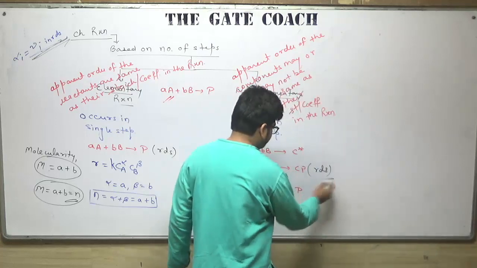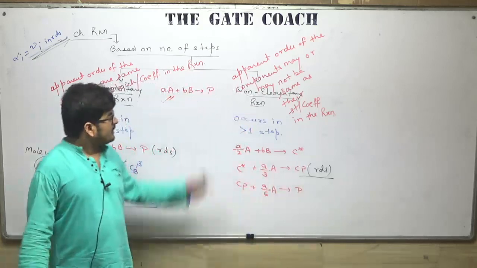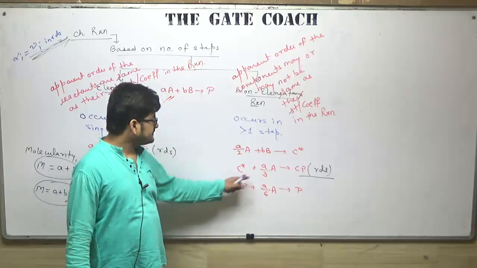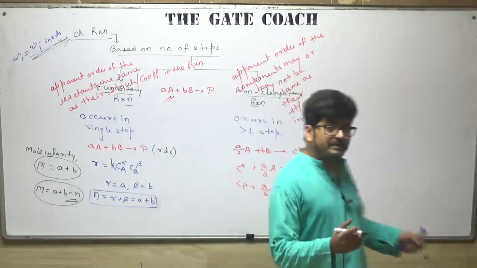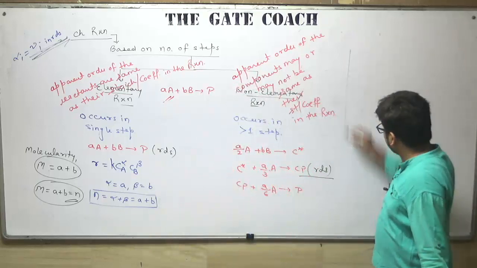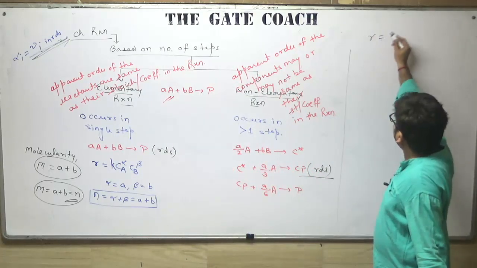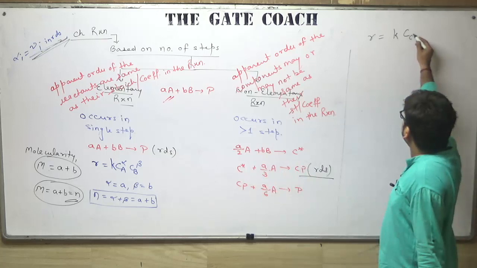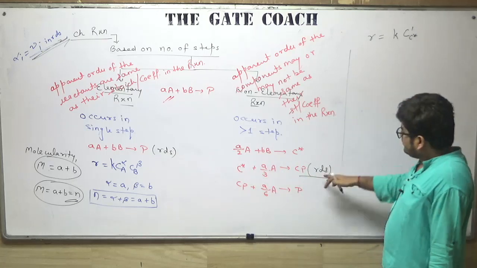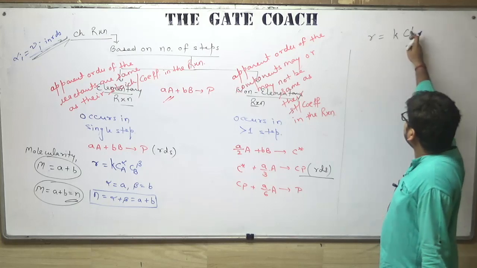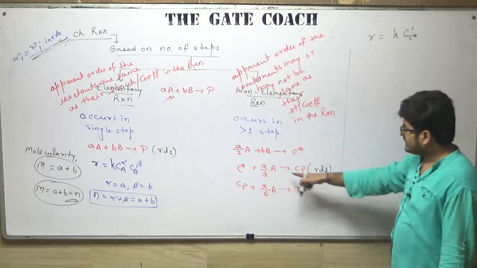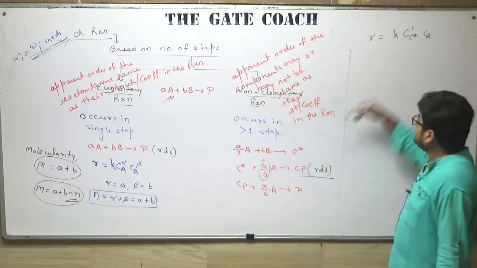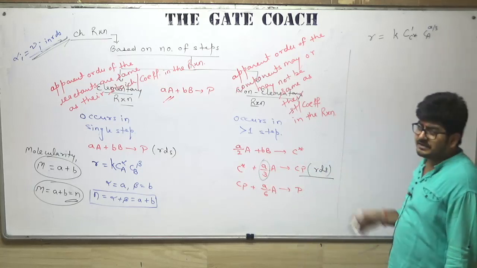Suppose this is the RDS. Let's say for this chemical reaction, this is the RDS. So here, what will be the rate equation? R will be equal to K, concentration of C star power 1, obviously, apparent order will be same as their stoichiometric coefficient in the RDS, and concentration of A power A by 3. This is the rate equation.